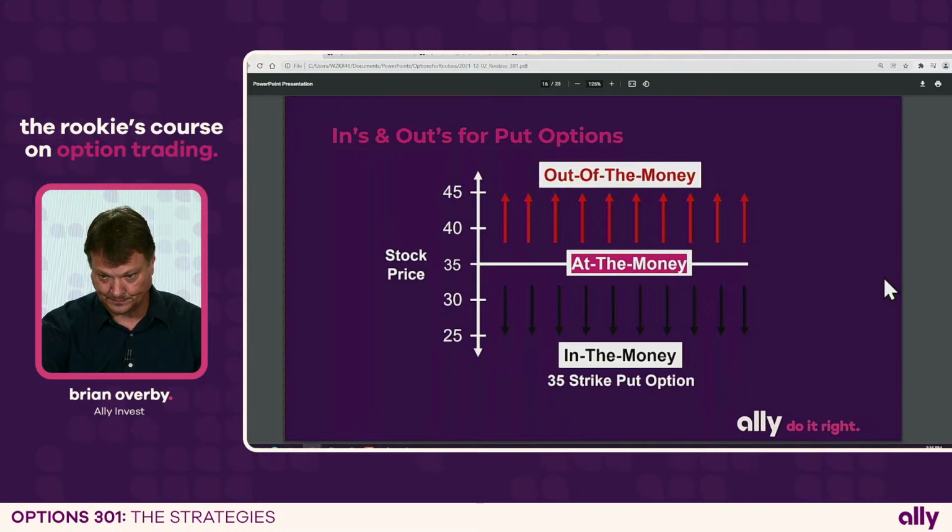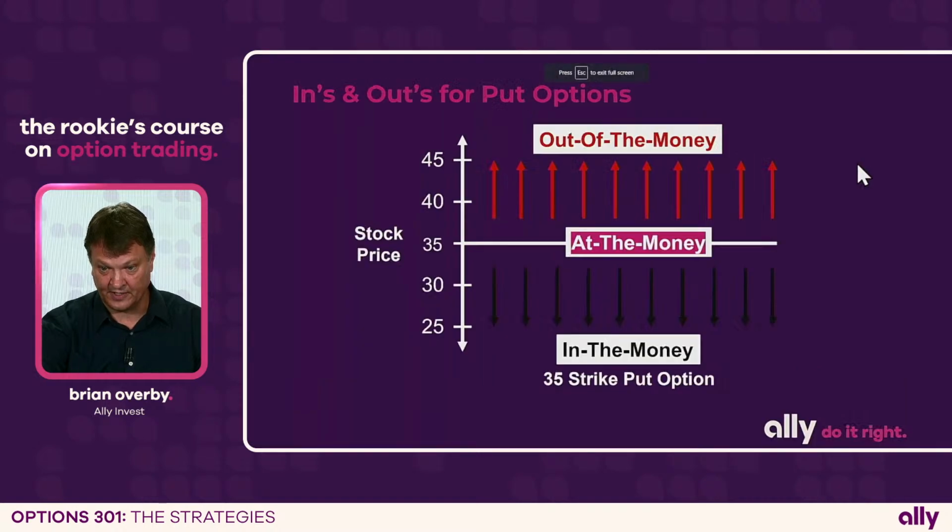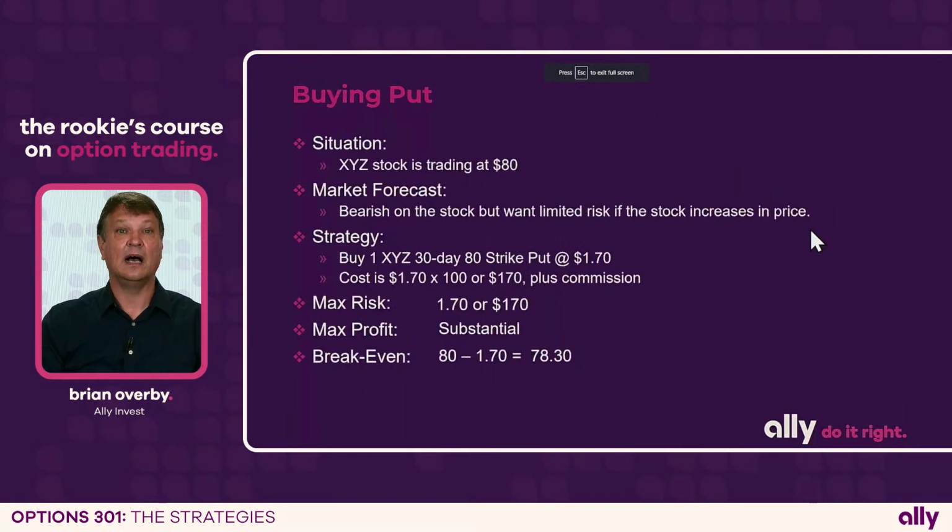Now, let's go to the presentation. Let's scroll down. Buying a put option, we're just going to look at it. I'm just going to talk a little bit about it. We're buying an 80 strike put. The at the money thing was relative to options 101. So the stock's at 80.